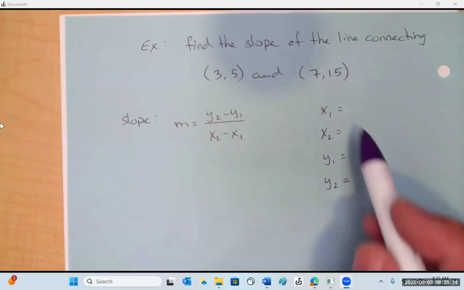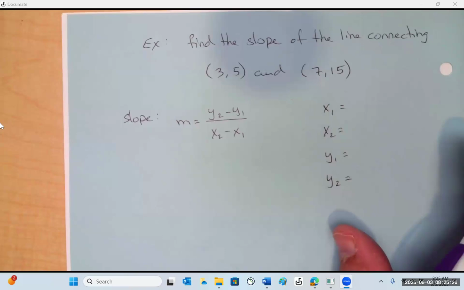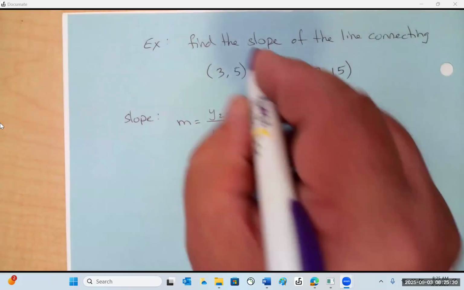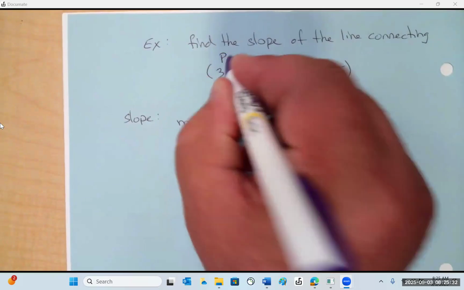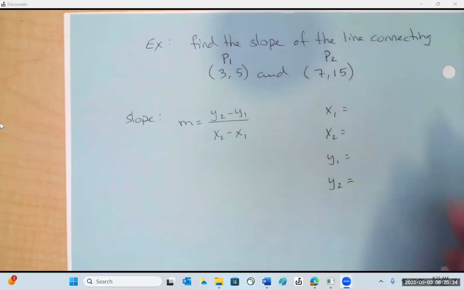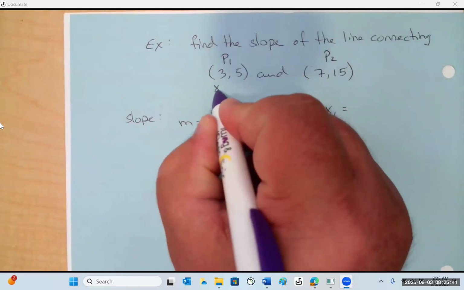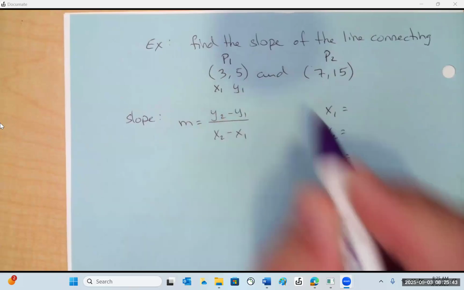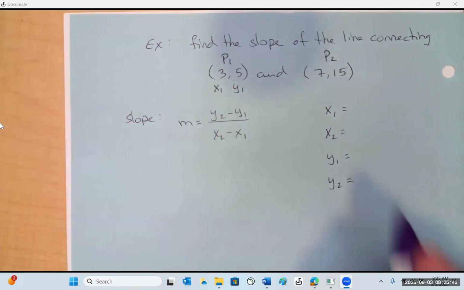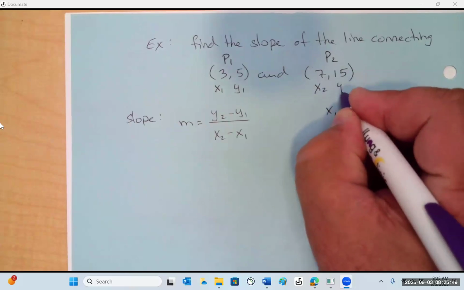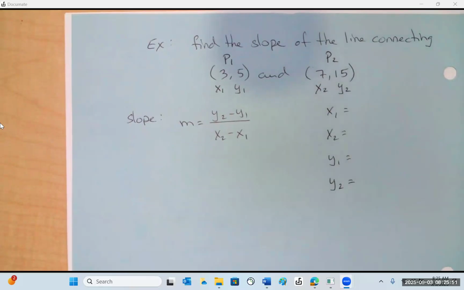So let's label. What is x1? Remember, you have 2 points. So this is point 1, this is point 2. Since this is point 1, that means this is x1 and that's y1. This is point 2, so that's x sub 2 and that's y sub 2. You have to know where these numbers come from.